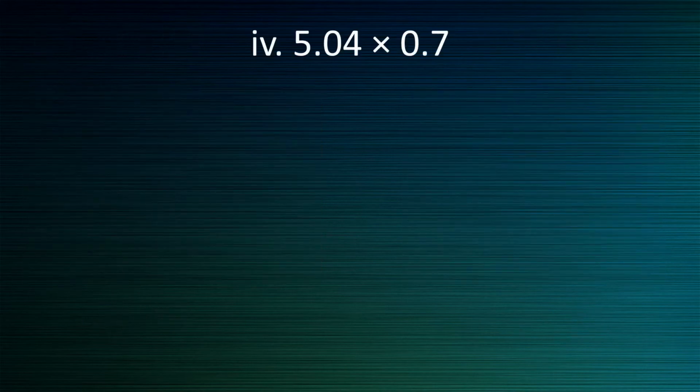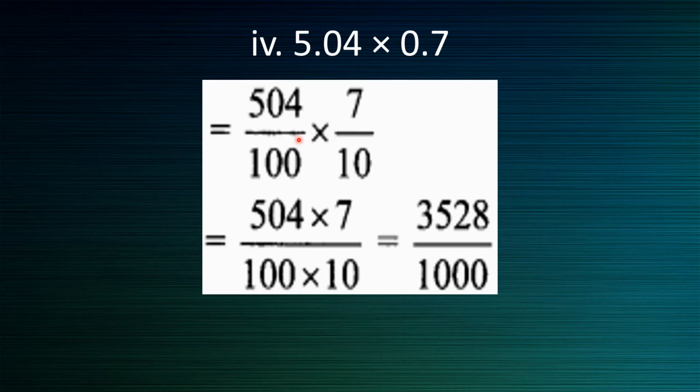Question number 4. 5.04 multiplied by 0.7. So first we will convert this into common fraction. So we will get 504 upon 100, that is equal to 5.04, and 0.7 is equal to 7 upon 10. So now we will multiply this. So here 504 upon 100 multiplied by 7 upon 10. So 504 multiplied by 7, you will get 3528 upon 100 multiplied by 10, you will get 1000.